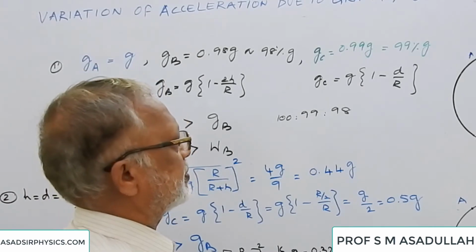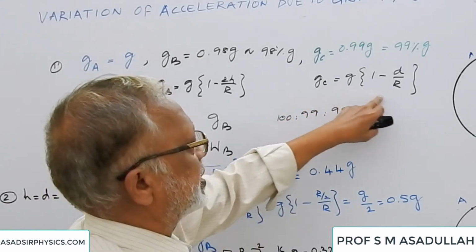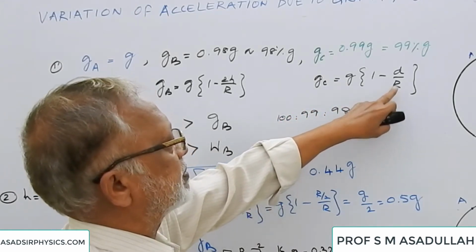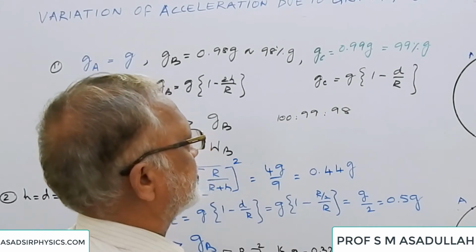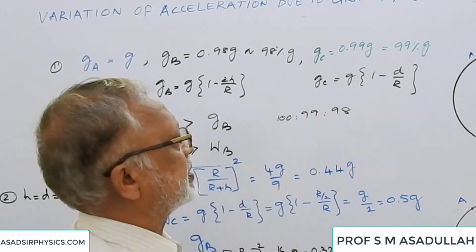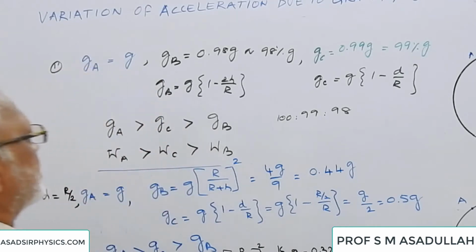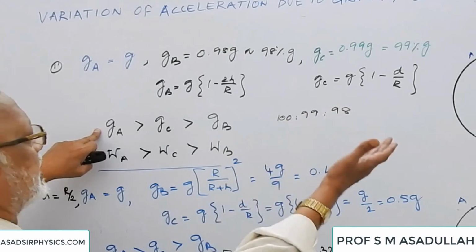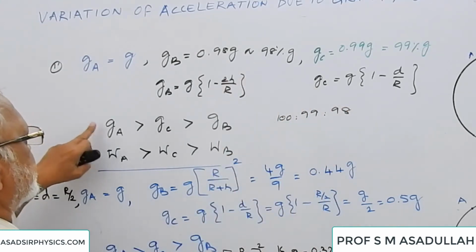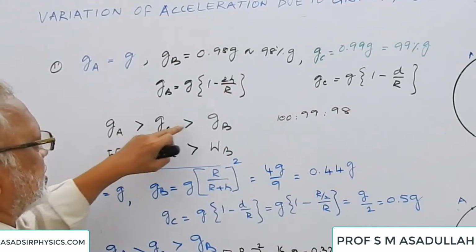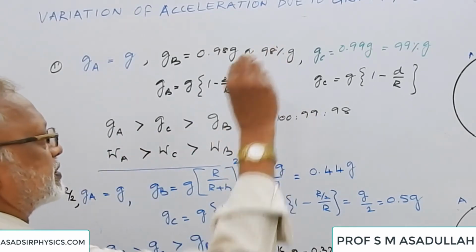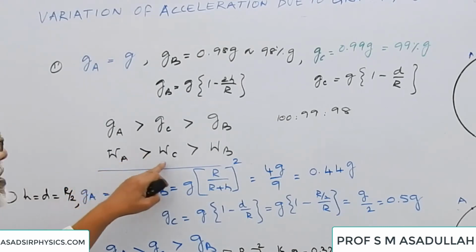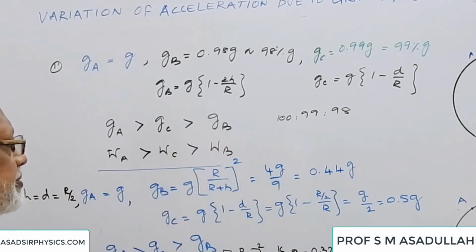To find the acceleration due to gravity at C, we use the depth formula. Gc = g(1 - d/r). d is 1% of the radius, so Gc is equal to 99% of g or 0.99g. Now let us arrange them in order. If Ga is 100, then Gc is 99, Gb is 98. So Ga is greater than Gc is greater than Gb. If you have bodies at these three positions, then weight at A will be greater than weight at C, that will be greater than weight at B.